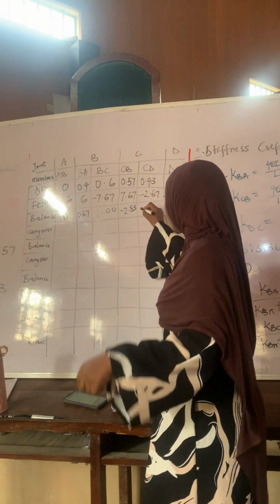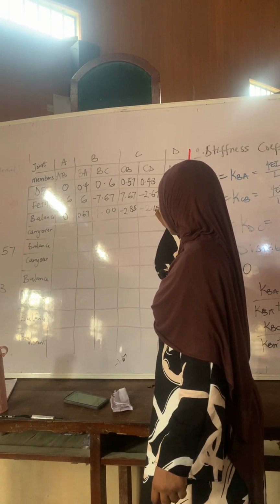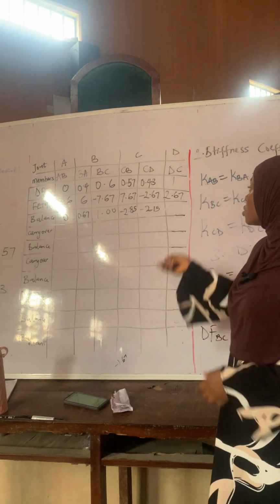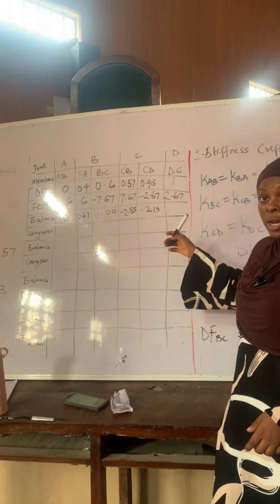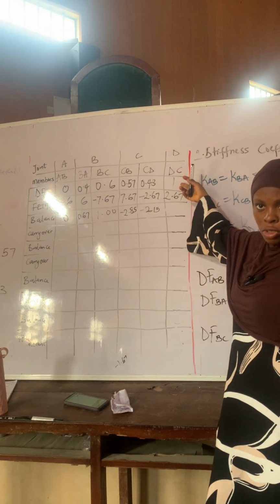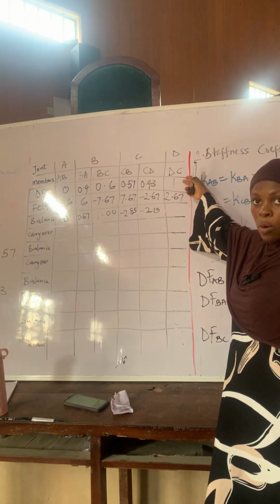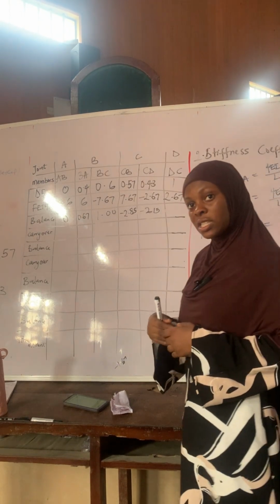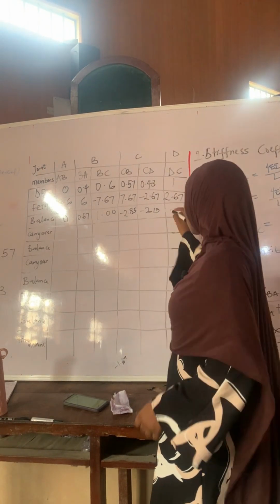Minus, you add negative, minus 2.15. At this point now, we have what? 2.67, right? Times, no, your distribution factor is what? 1. So multiply by 1. That's 2.67. But you're writing the what? The opposite sign, which is what? Minus 2.67.